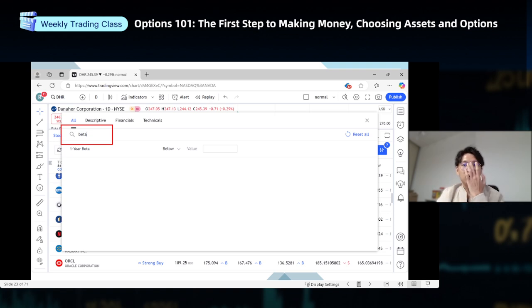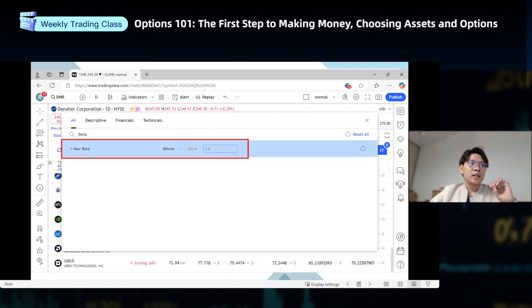Since we want shares that are actively trading, they will tend to have a higher volume, a higher movement, and a higher volatility. That means we need to put on a filter. Personally, I was using a beta above 1.2, which means that it's 20% more volatile when compared to the market.